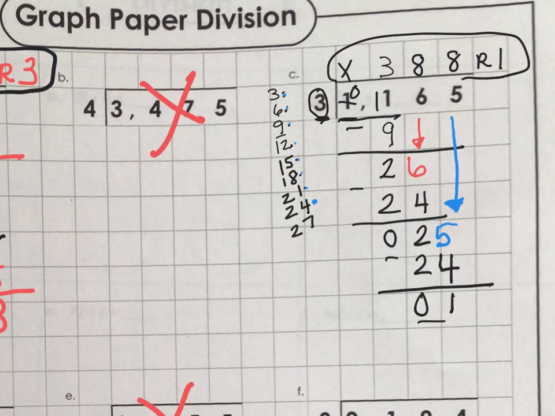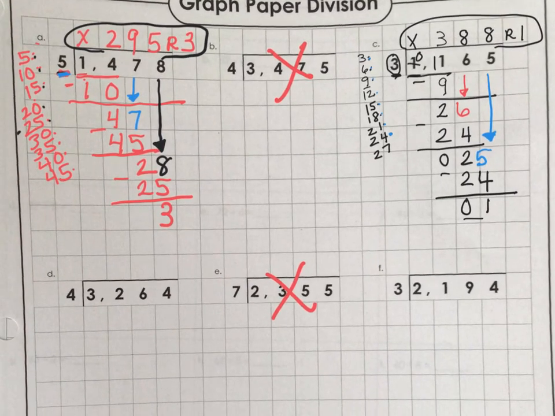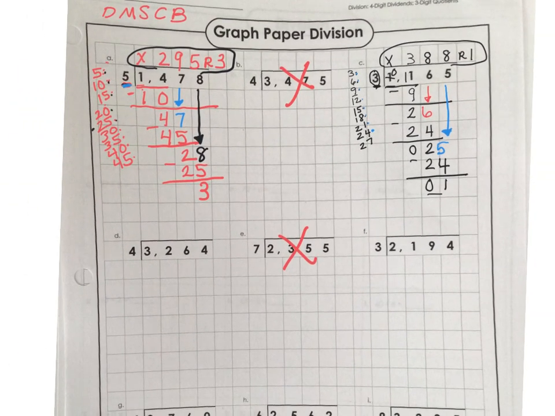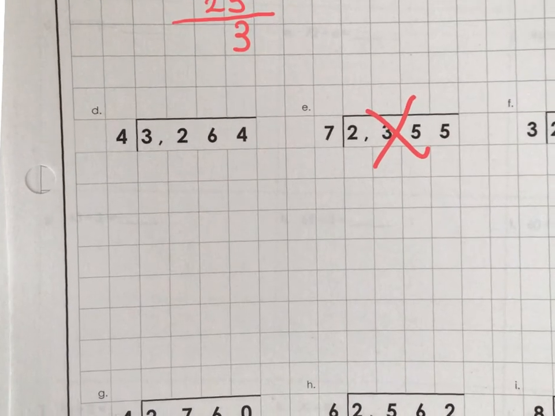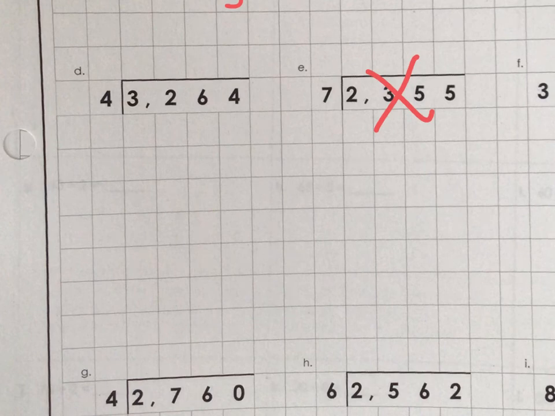Okay. Hopefully it's starting to sink in a little bit. It's good to do them together because we're just still in the beginning stages here of division. Okay. All right, let's look at D. We're going to do D together. Remember, at any time that you need to pause the video, you can do that.